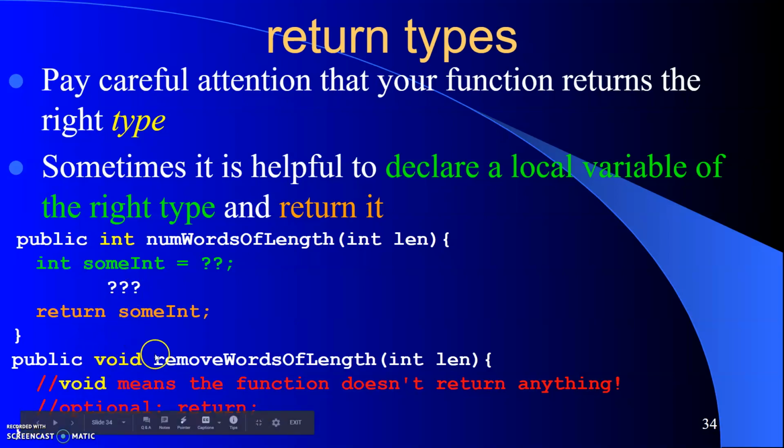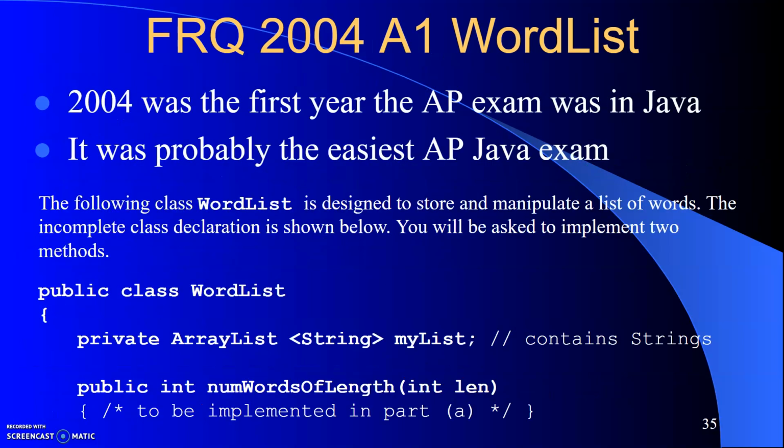If you have a void as a return type, void means that the function doesn't return anything, so you're not going to be returning anything. Now, you could just write return with a semicolon. That means you're done. You're not returning anything, you're just ending the function, but that's optional. You don't need to do that.